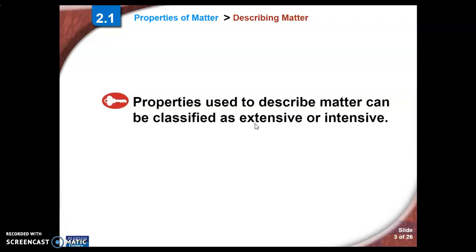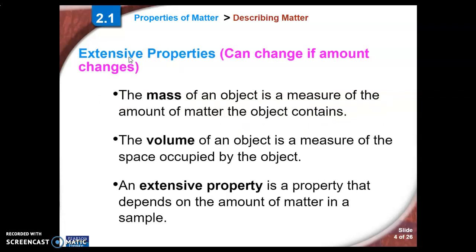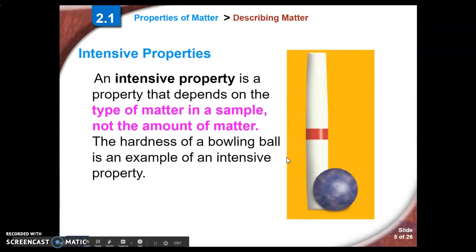So, properties used to describe matter can be classified as extensive or intensive. What does extensive mean? Extensive means the property can change if the amount of matter changes. Mass and volume can change if you increase or decrease the amount of the matter. And they are called extensive properties. They depend on the amount of matter.